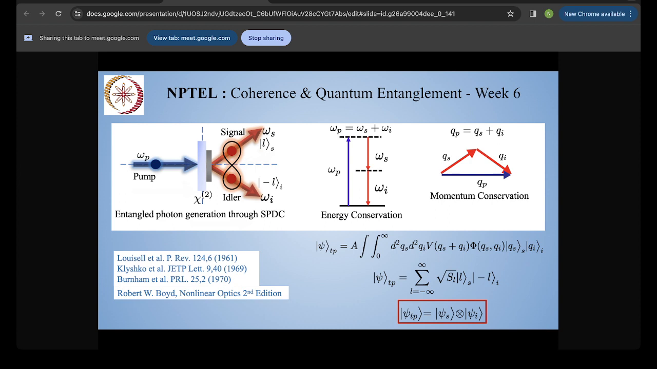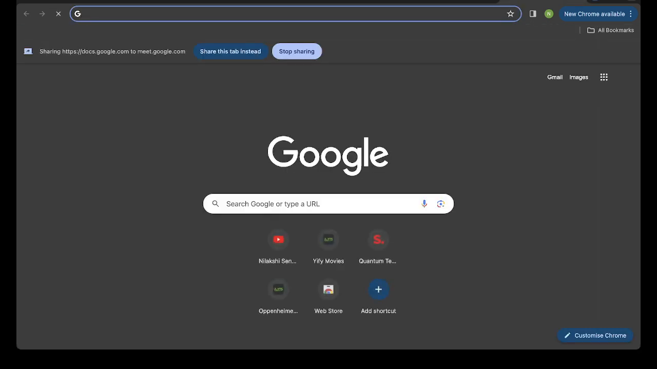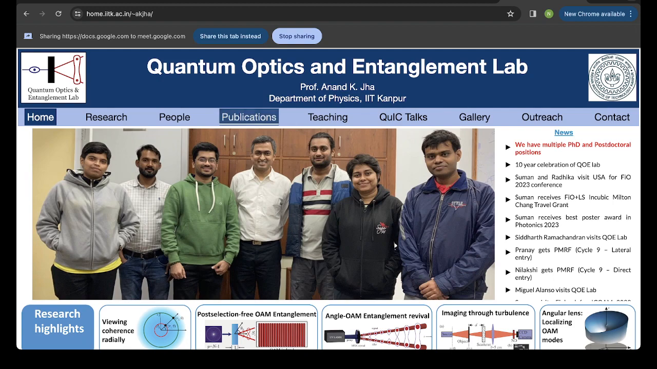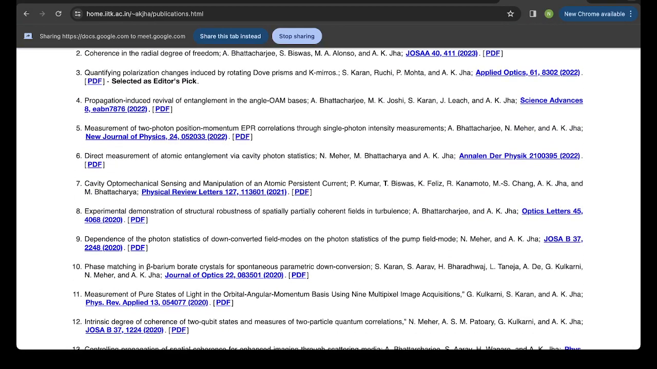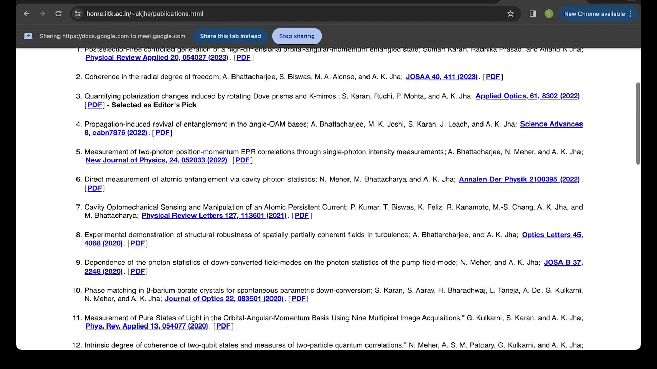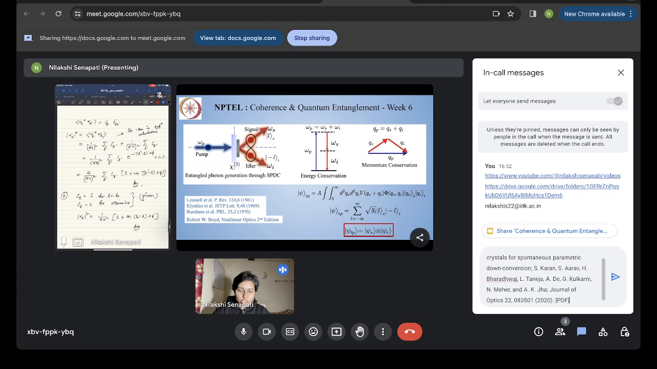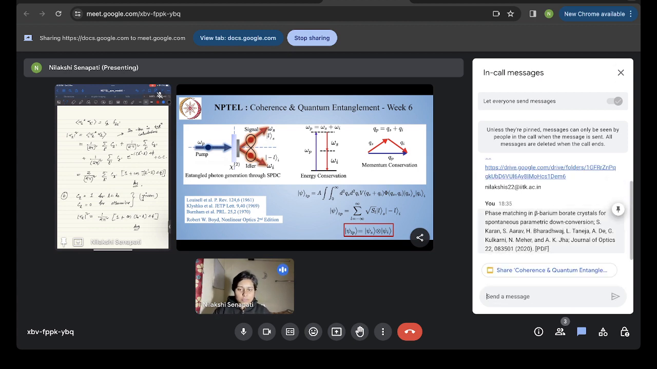And there are several topics related to this spontaneous parametric down conversion. If you want to read, then I can give you some very useful references. You can visit our group website, where you will get many papers related to this. And this is one very nice paper: phase matching in beta barium borate crystal for spontaneous parametric down conversion. This paper is very helpful for understanding spontaneous parametric down conversion, if you want to do so. I am giving the details of this paper in this chat box. Please find it yourself if you want to study more about this.